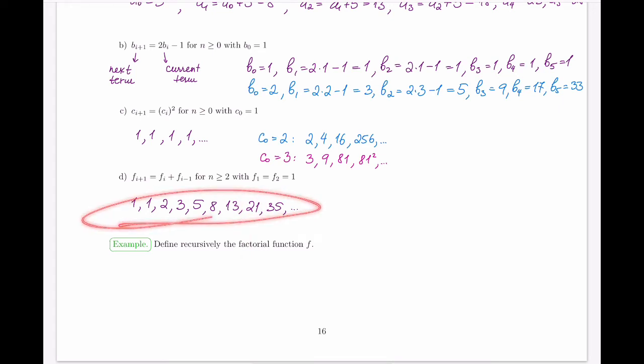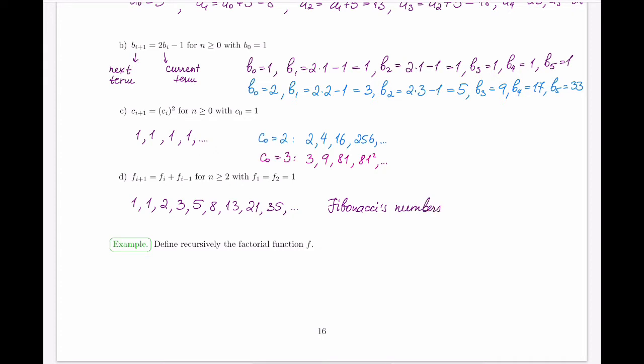Now, this particular sequence is quite famous. These numbers are what's called Fibonacci numbers. So you might have actually seen them before in various contexts. These appear in nature everywhere. For example, this is the pattern in which the sunflowers grow.